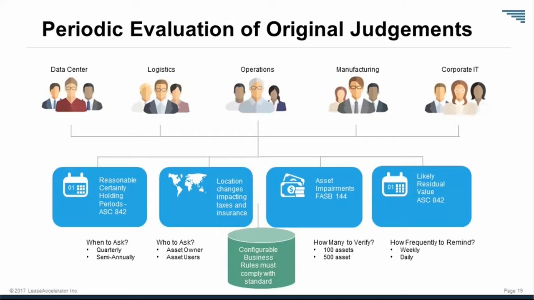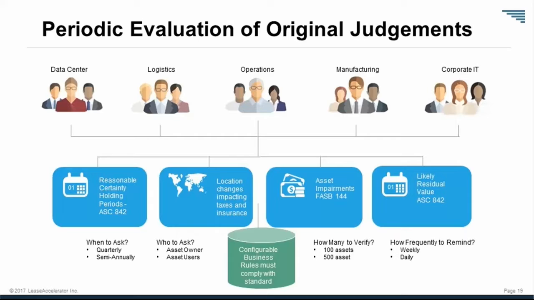What is the likely residual value as opposed to the guaranteed residual value? The residual value needs to be reassessed on a periodic basis. Who has knowledge of this information? Are they set up as a participant within your application so they may receive automatic notification? How frequently do we send them a request? What do we do if they don't respond to the request? So I realize I'm asking more questions than giving answers, but these are the considerations that you need to evaluate. And again, configure as business rules within your leasing app. And they need to apply at the asset level.